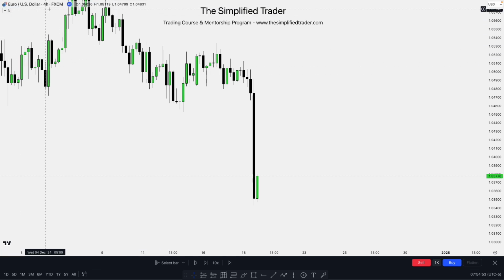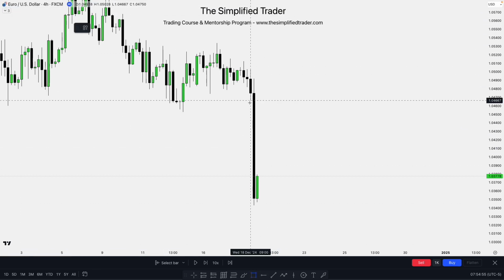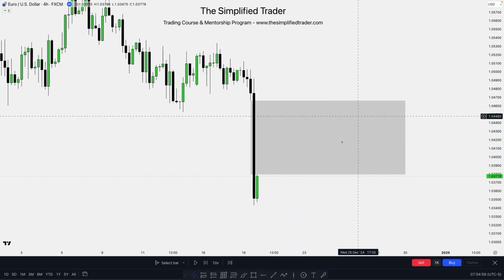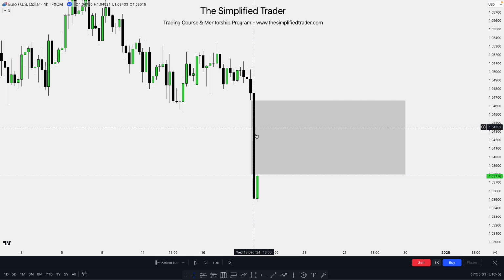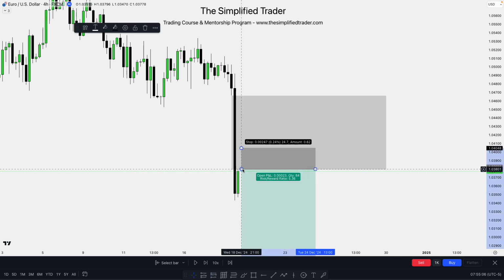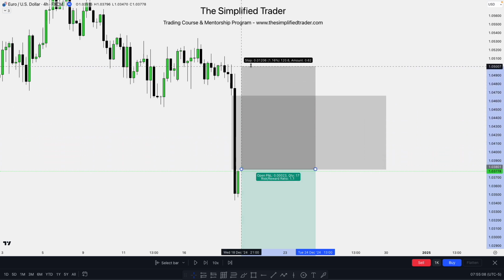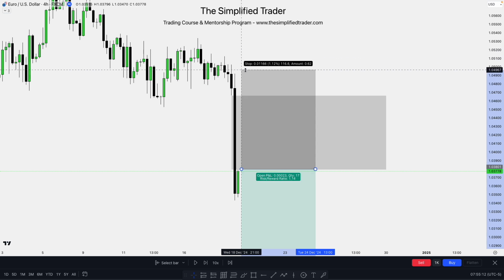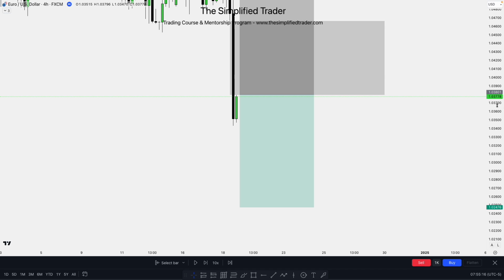Here on EURUSD on the 4-hour time frame, we can see that we have this very, very big fair value gap or imbalance between this candle's low and this candle's high. People will normally take their entries at the start of the fair value gap and place it above the swing high here, or place it above the high of the candle that made the fair value gap.